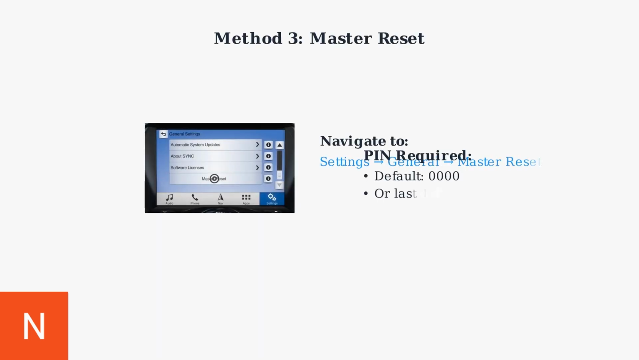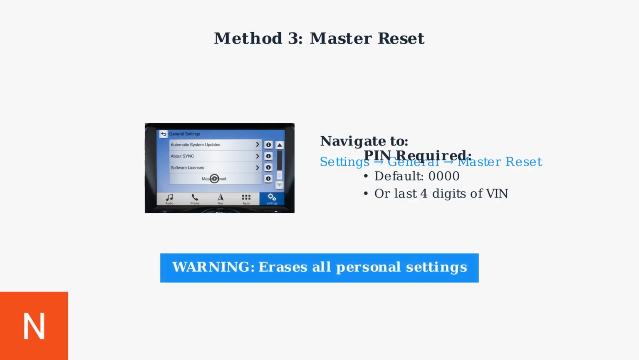For a complete system restoration, use the Master Reset option. This has a 90% success rate, but will erase all your personal settings and paired devices. This will completely restore your Sync system to factory settings. You'll need to repair your phone and reset all preferences, but it resolves most software-related issues.